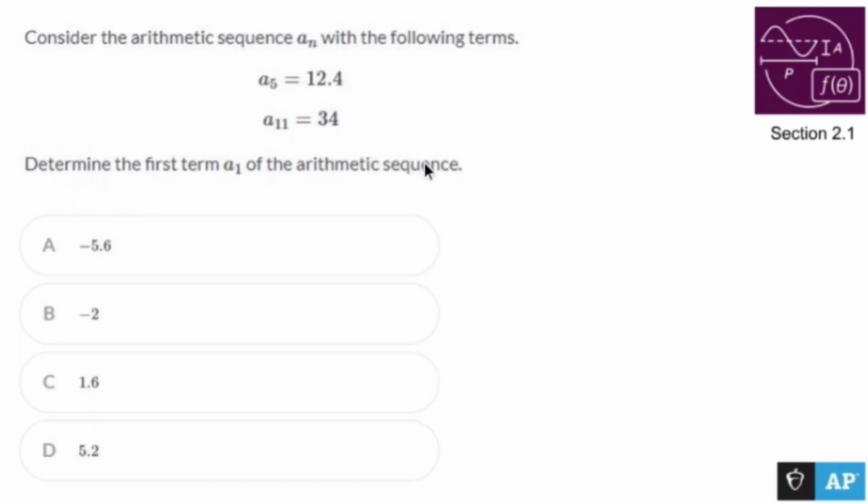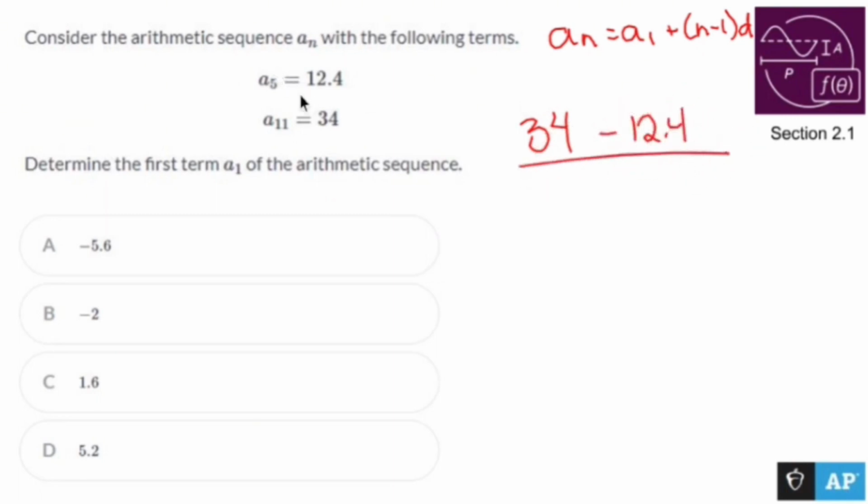Determine the first term. So usually when I see problems like this, arithmetic sequences, I write out the formula for the arithmetic sequence and see what I have. And the problem is I don't have the first term. And what's worse is I don't have the common difference. But I can find the common difference because the 11th term is 34. If I subtract out 12.4, I know that that skips 11 minus 5 stuff. And if you're looking at that saying, isn't that the average rate of change? It is, because the average rate of change is going to give me the common difference between two numbers.